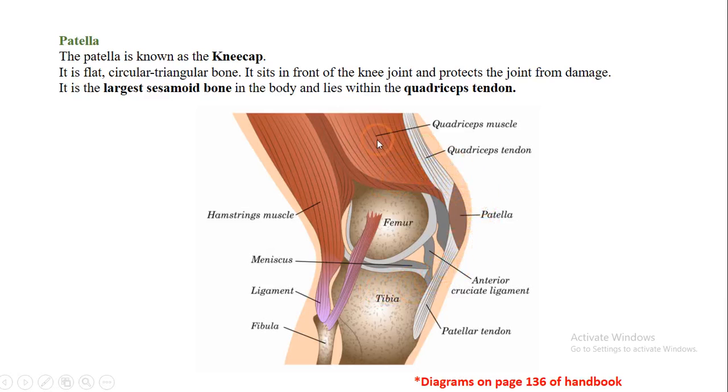Now what do you mean by a sesamoid bone? A sesamoid bone is the bone which is placed into the tendons, or which has a ligament on the outer side. Okay, so it is the largest sesamoid bone in the body, and it lies within the quadriceps tendon. So the diagram for the patella you will find on page number 136 of your handbook.